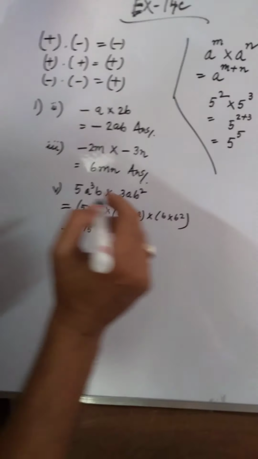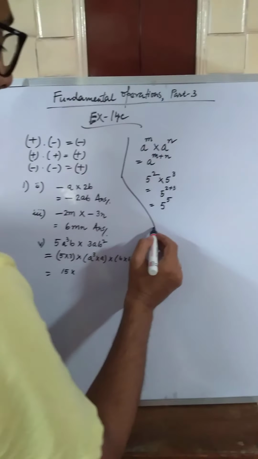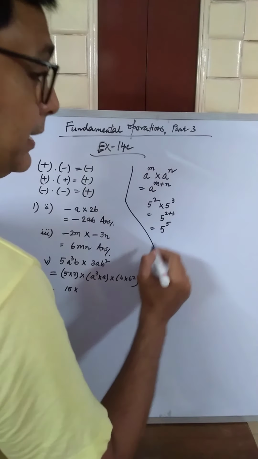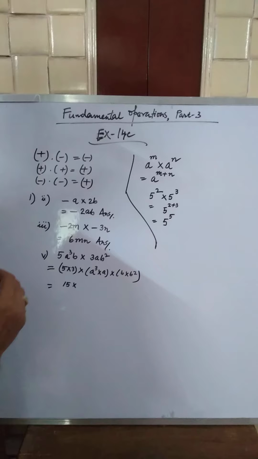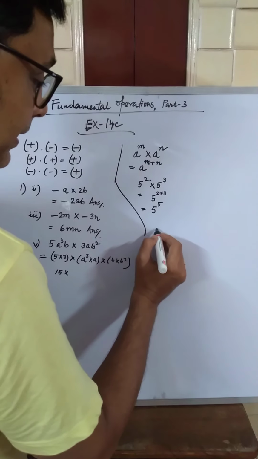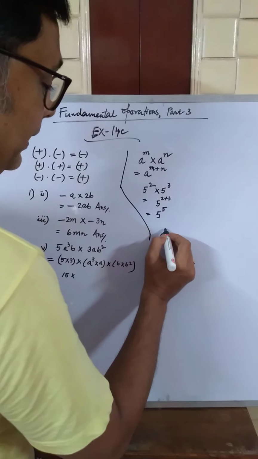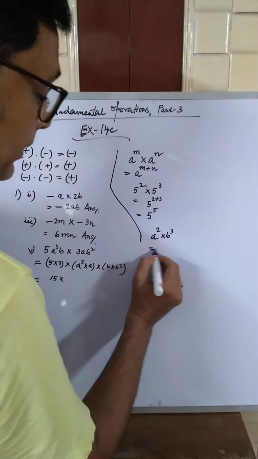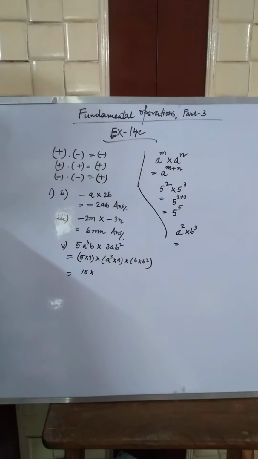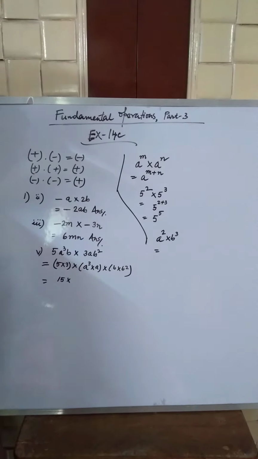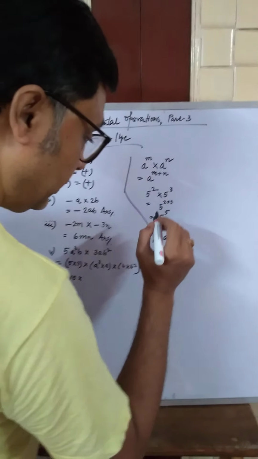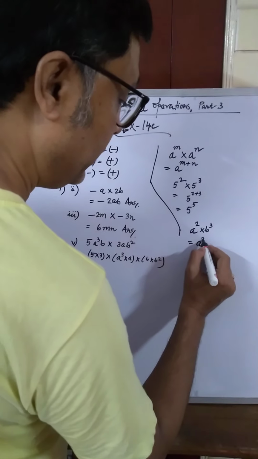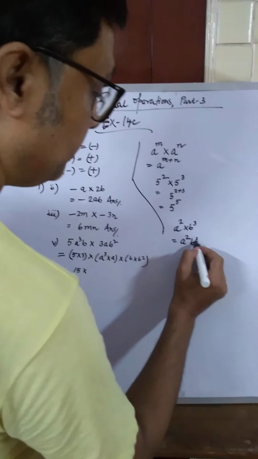Always remember that if the base is different, then the power should not be added. I am giving you one example. Say a to the power 2 into b to the power 3. Now here the base is different. So you cannot add the power since the base is different. So the product is a to the power 2, b to the power 3.